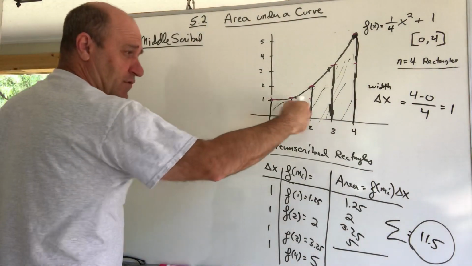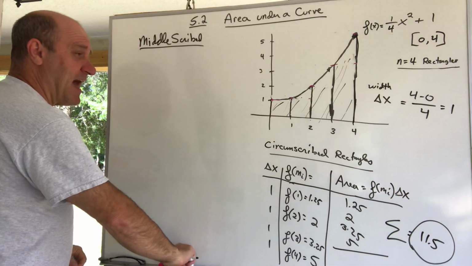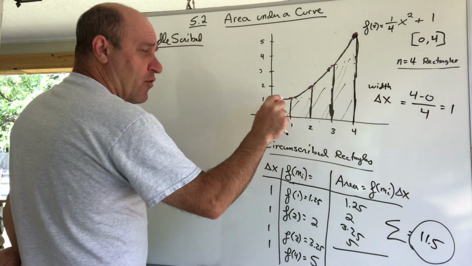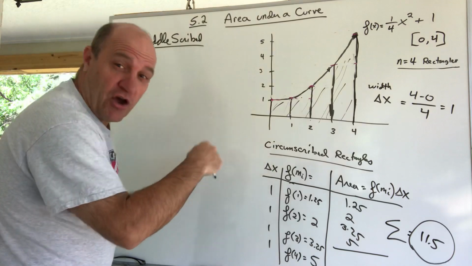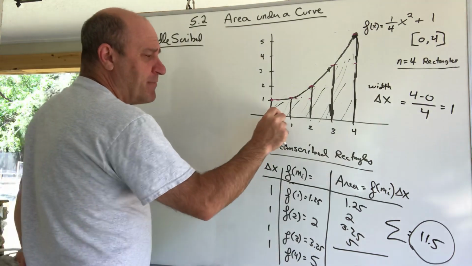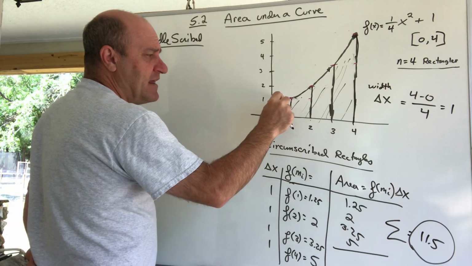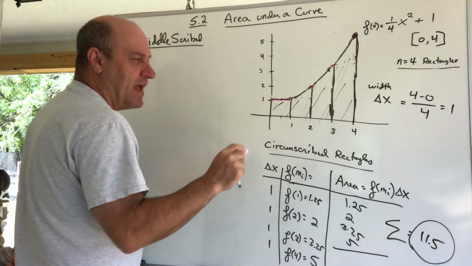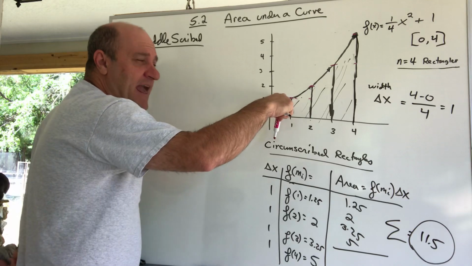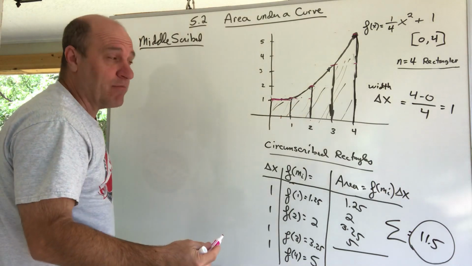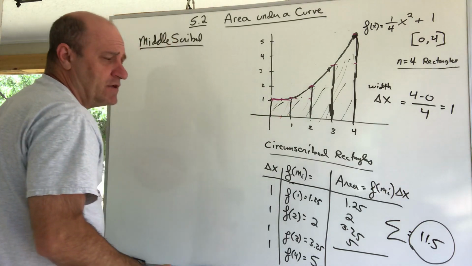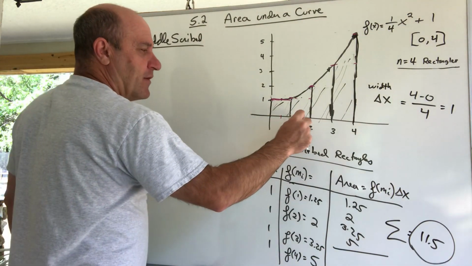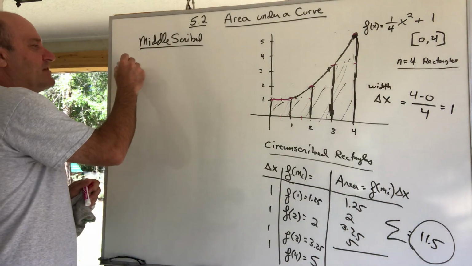So I'm still doing those 4 rectangles, but this time, instead of using the left endpoint or the right endpoint to give me that underestimate or overestimate, I'm going to pick this midpoint. And I'm plugging it in, and that's where I'm going to get the height of my rectangle. What I'm going to get is a little overestimate and a little underestimate in the same problem. So here I go. Let's set this baby up. I'm setting up a little chart.